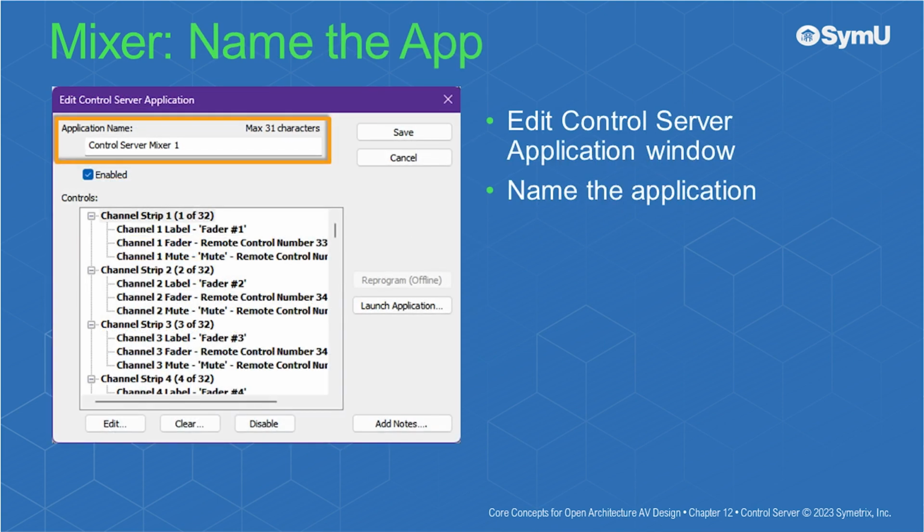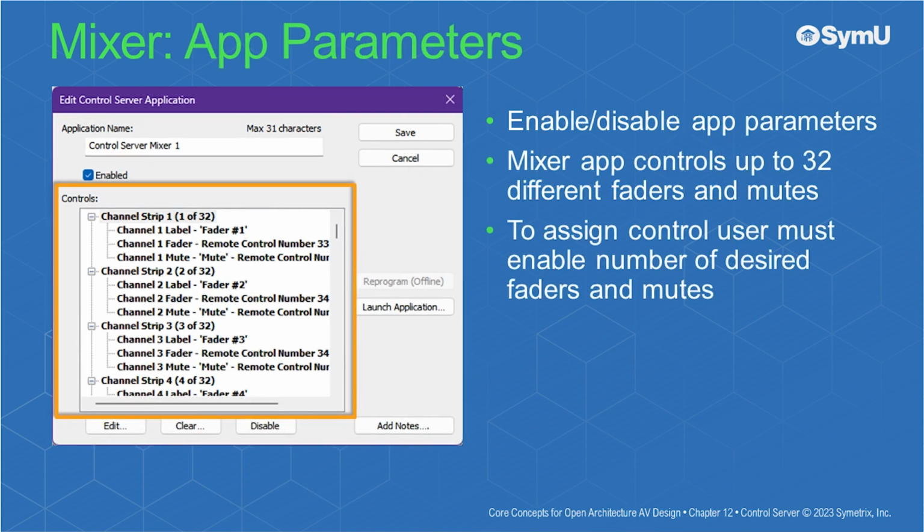The Edit Control Server Application window is used to name the app. This window is also used to enable or disable parameters of the app. The Mixer app controls up to 32 different faders and mutes.